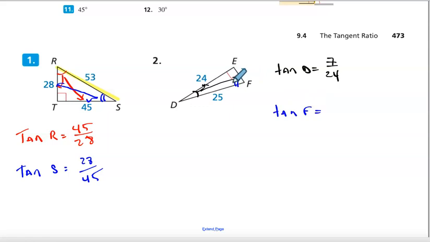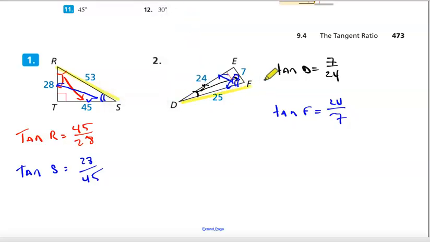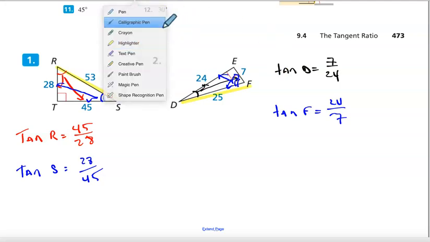So I'm looking at F. Opposite of F is 24, and the adjacent for F is 7, because 25 here is my hypotenuse. So that's not going to come into play here for the tangent ratio.